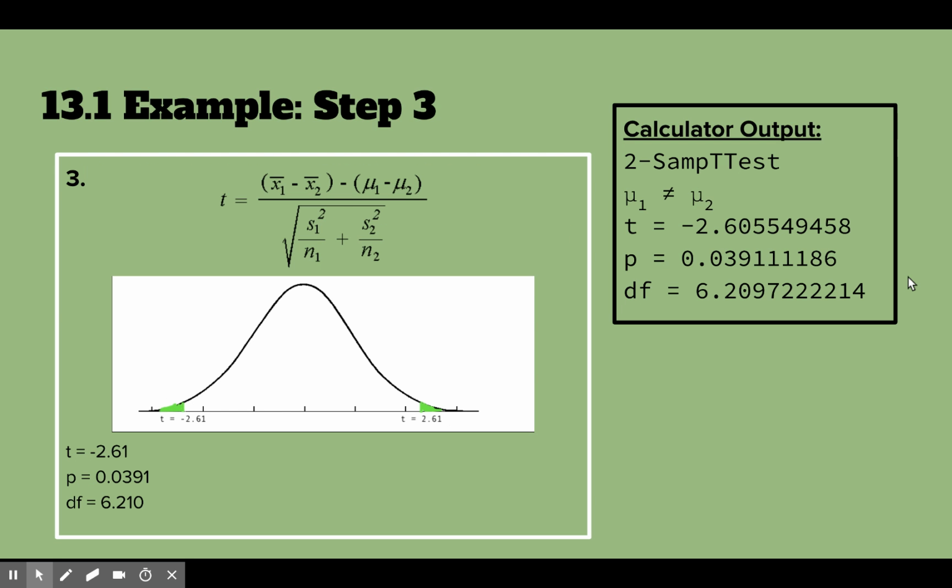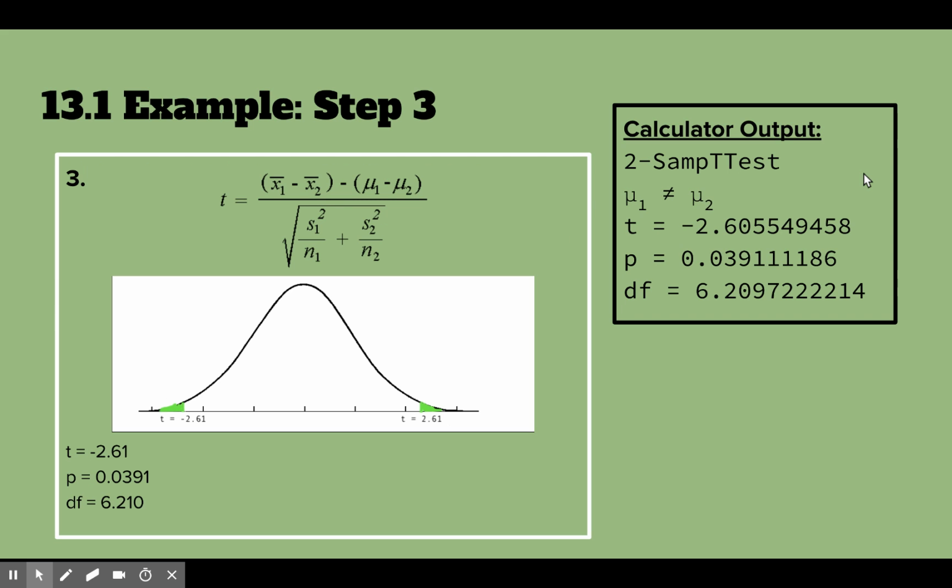Step 3, we're actually going to do the test. So first we write out our statistic. Then we can plug it into the calculator, which will give us the output on the right. Make sure you use the two-sided test, because the question was just asking for a difference in the types of pencils. And then that'll give us the following results.